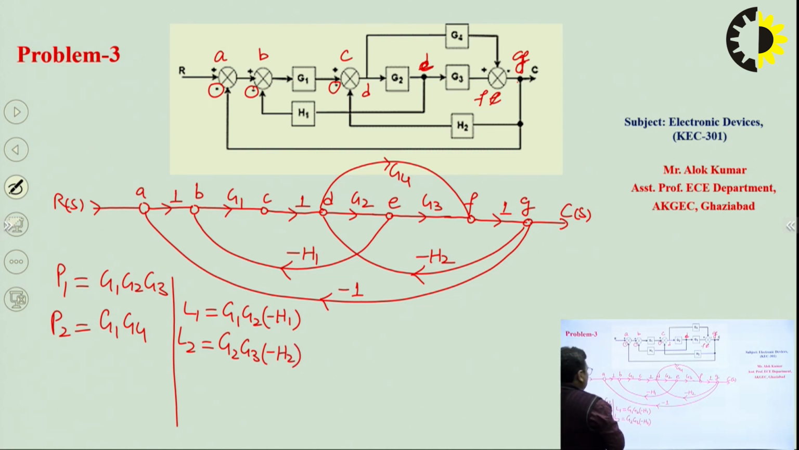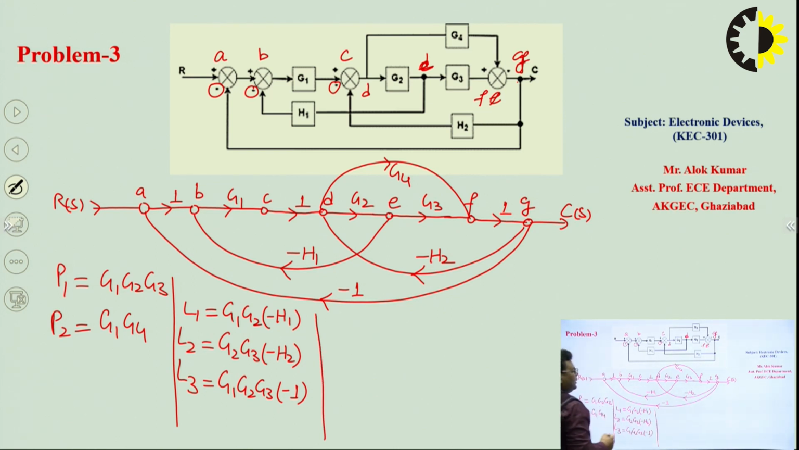Now the third loop will be, if we go from node A to node G and come back to node A, so this will be L3. So L3 will be G1 G2 G3 into minus 1.